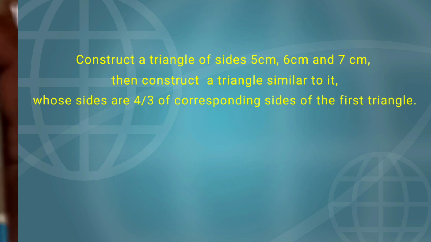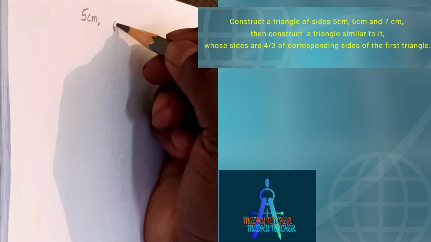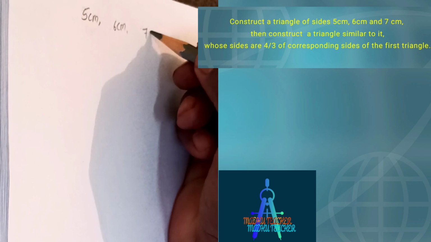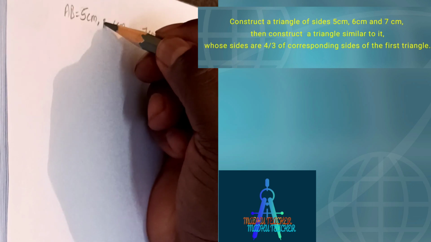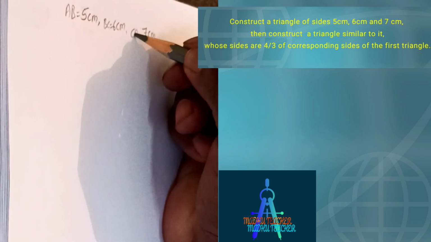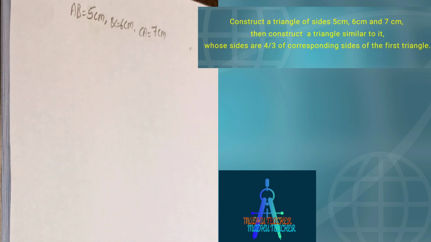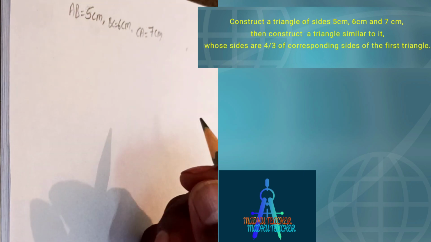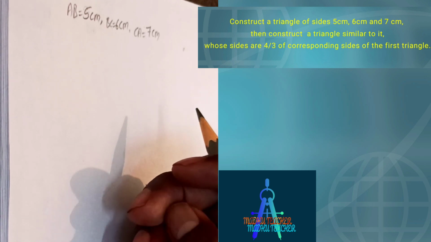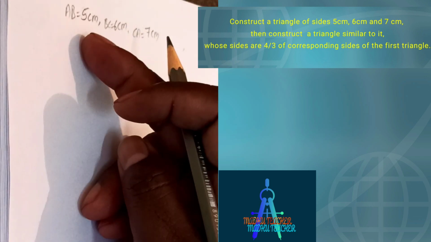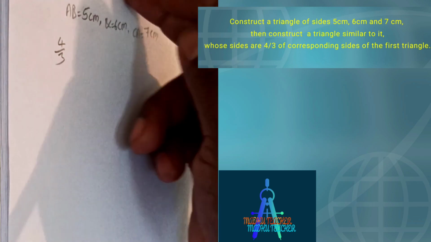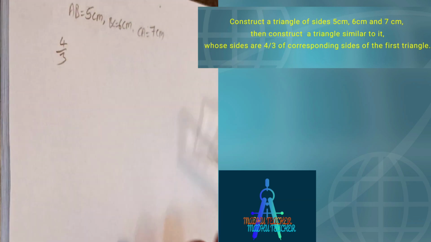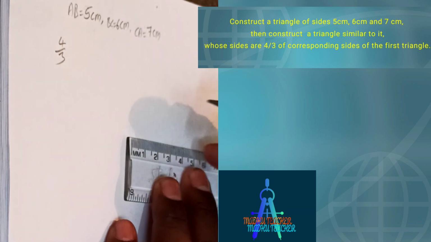So first of all, the given measurements are 5 centimeter, 6 centimeter and 7 centimeters. So let us name AB equal to 5 centimeter, BC equal to 6 centimeter, CA equal to 7 centimeter. So you have to draw a triangle which is similar to the given triangle whose sides are 4 by 3 of the first triangle. Okay, so first of all you have to draw a rough sketch by using the given measurements.